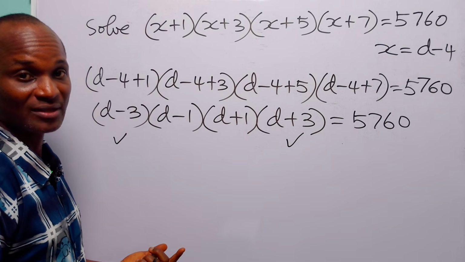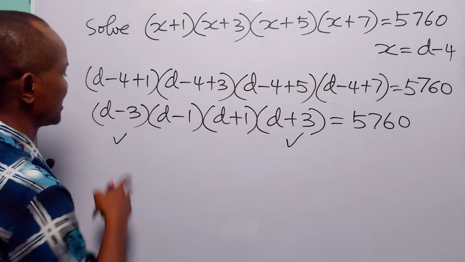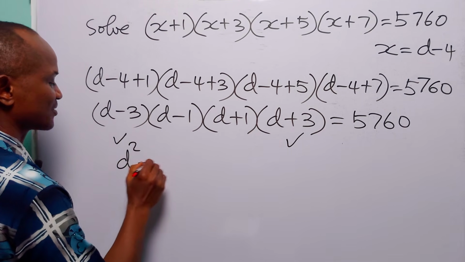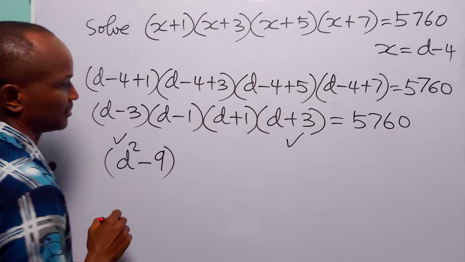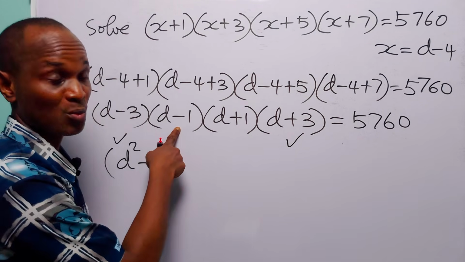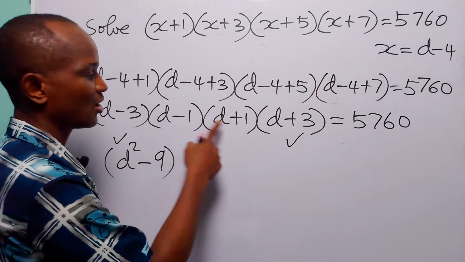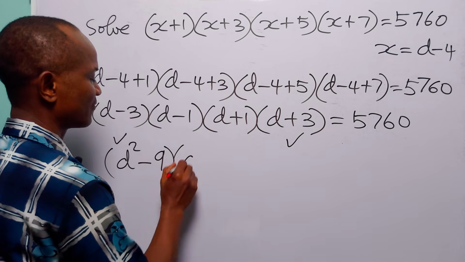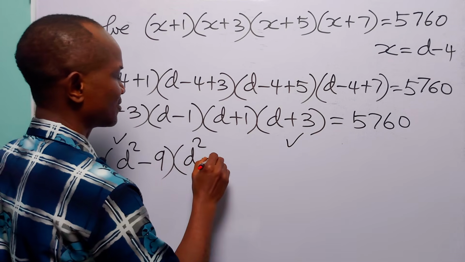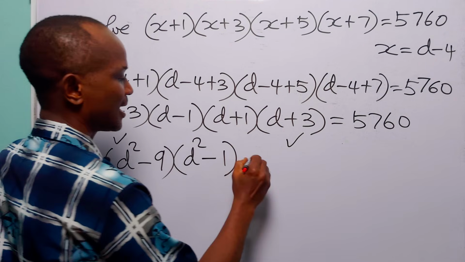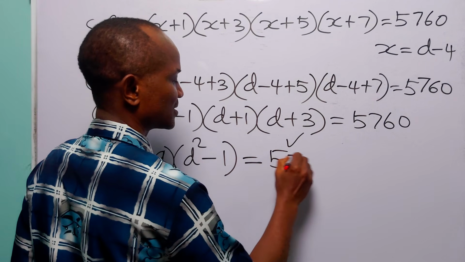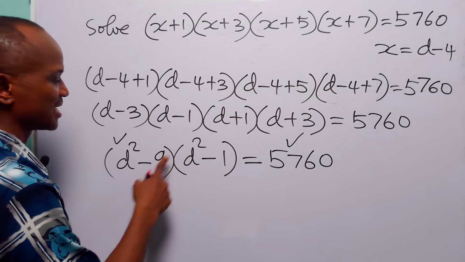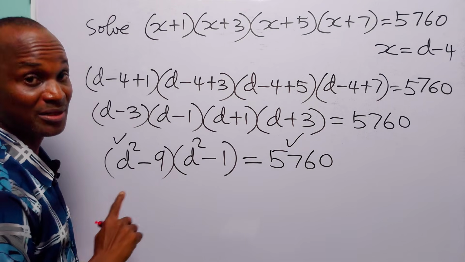When we multiply these two factors, we get the difference of two squares. So this times this is going to give us d squared minus 3 squared, which is equal to 9. Also here we have d minus 1 multiplied by d plus 1. When we do this multiplication, we have the difference of two squares. So we have d squared minus 1 squared, which is equal to 1. And of course, this is equal to 5,760.